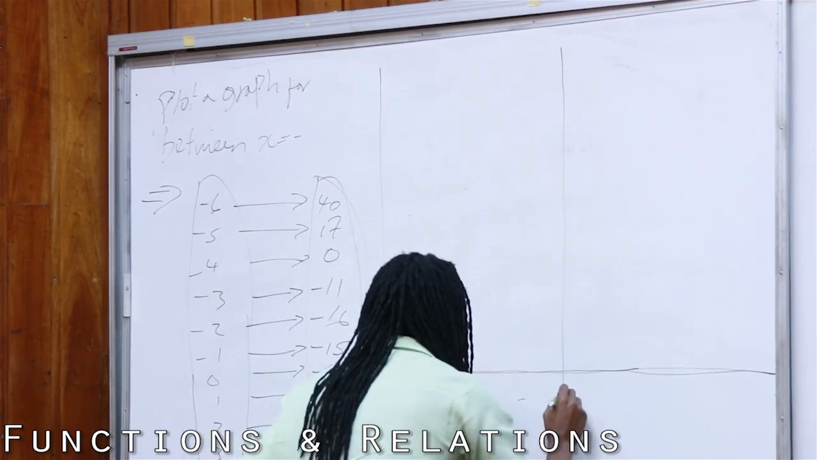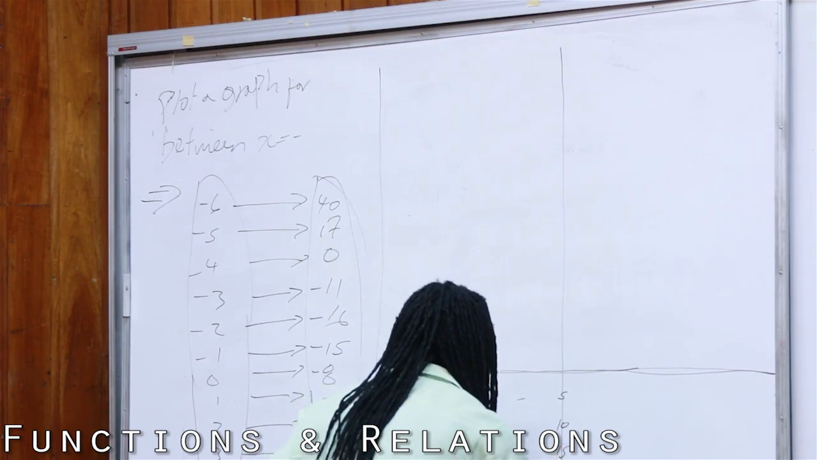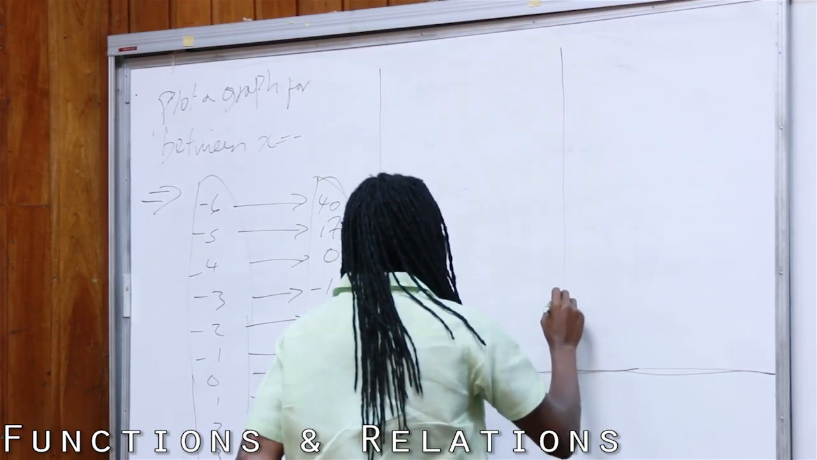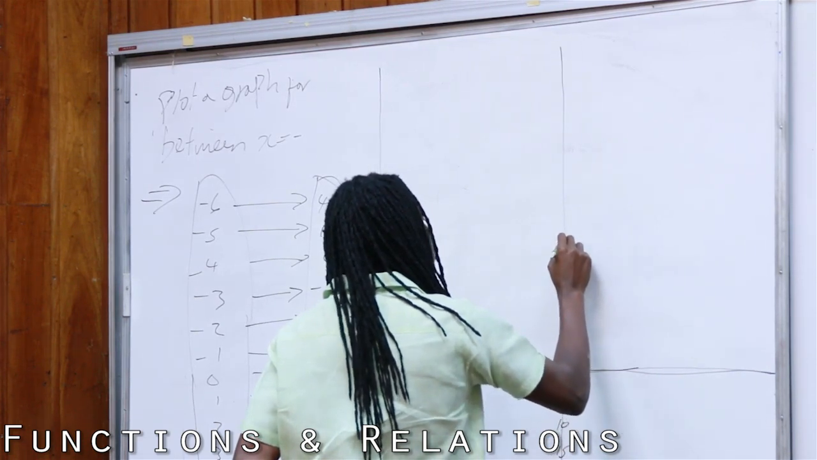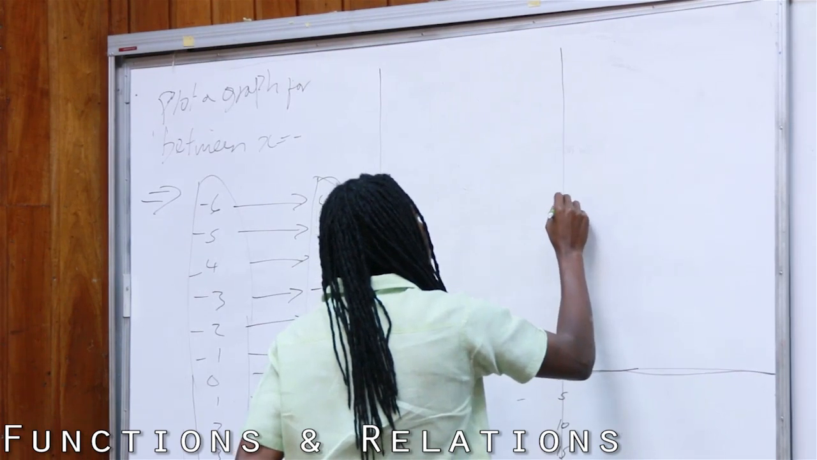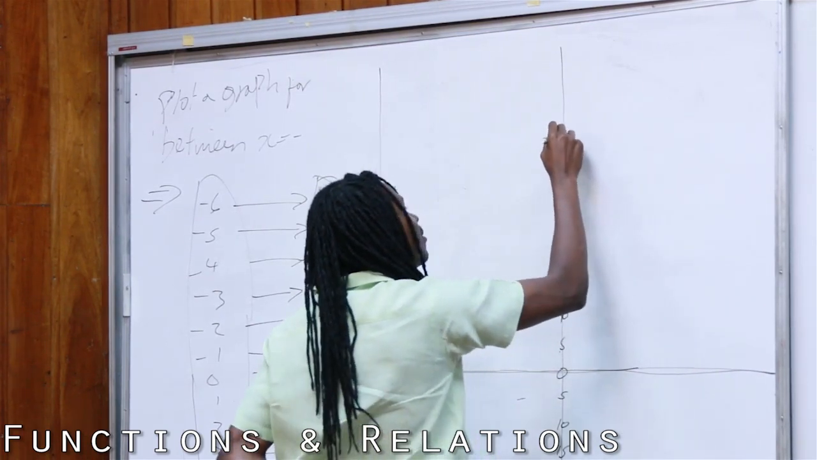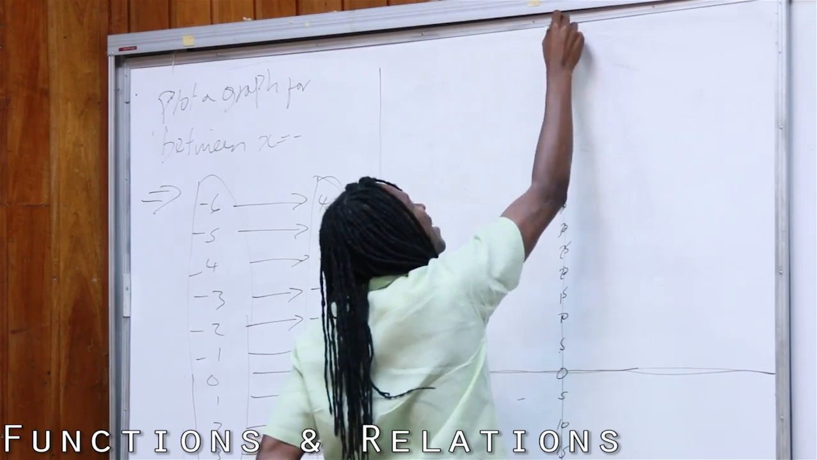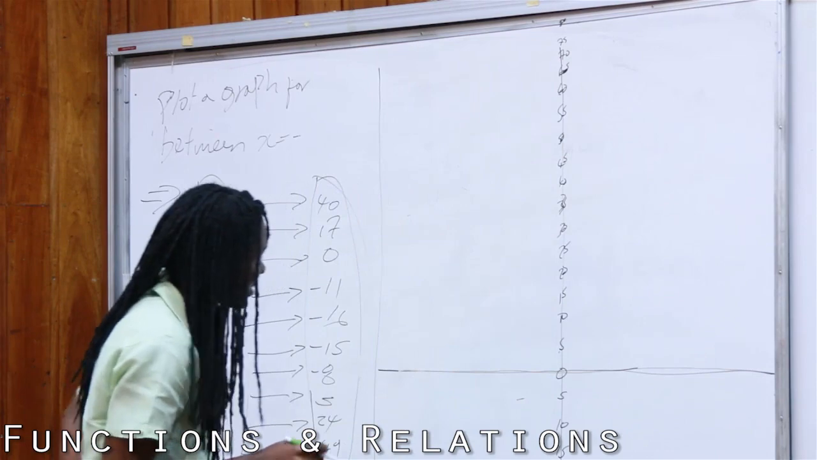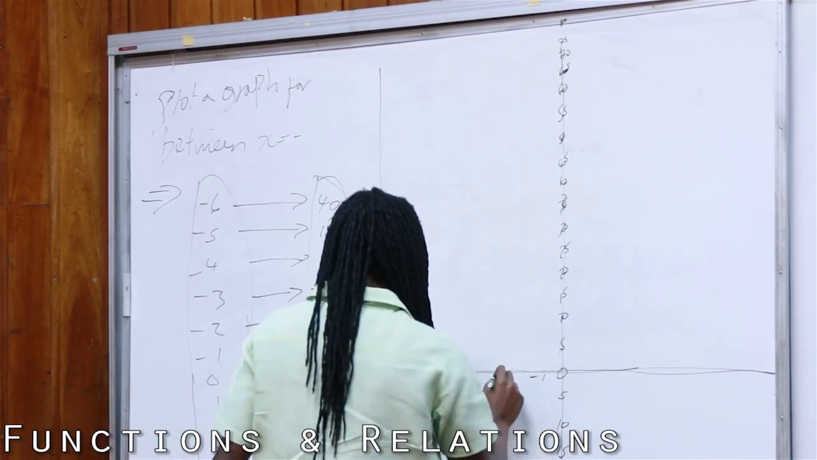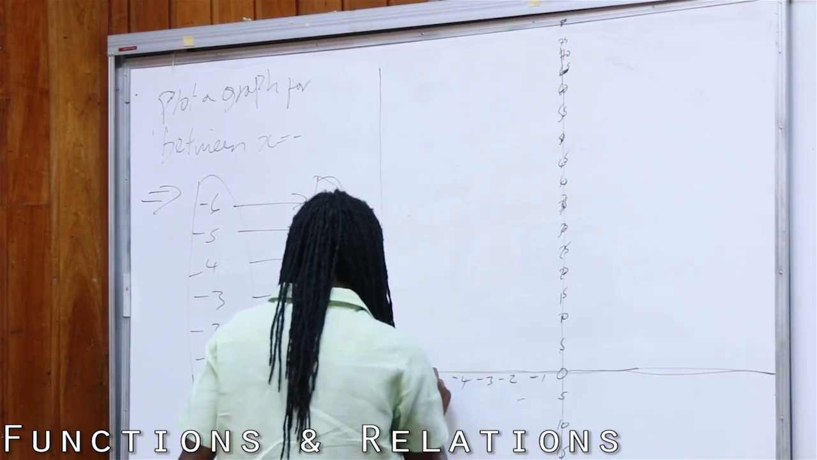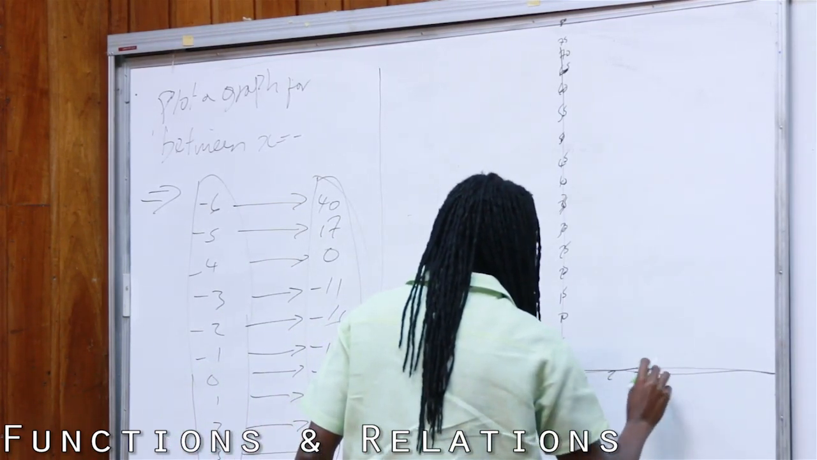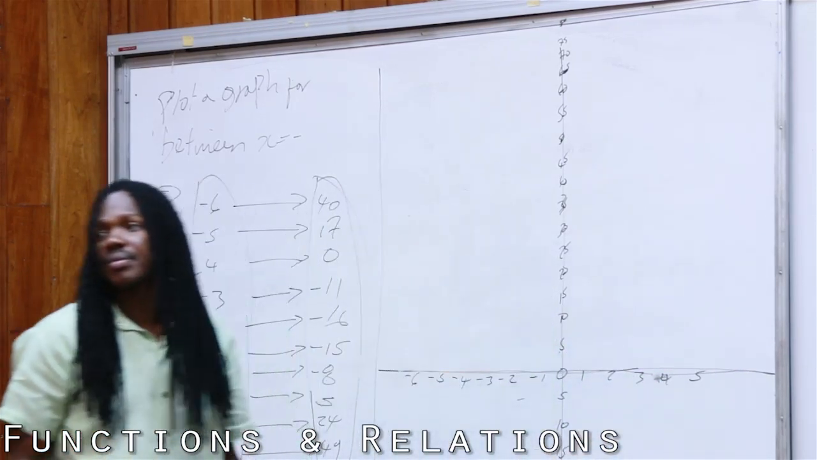Analyze the thing first, right? So this are 5, 10, 15, 20, all right? This are 0, 5, 10, 15, 20, 25, 30, 35, 40, 45, 50, 55, 60, 65, 70, 75, 80. This now is minus 1, minus 2, minus 3, minus 4, minus 5, minus 6. And this is 1, 2, 3, 4, 5. All right? Everybody see that?